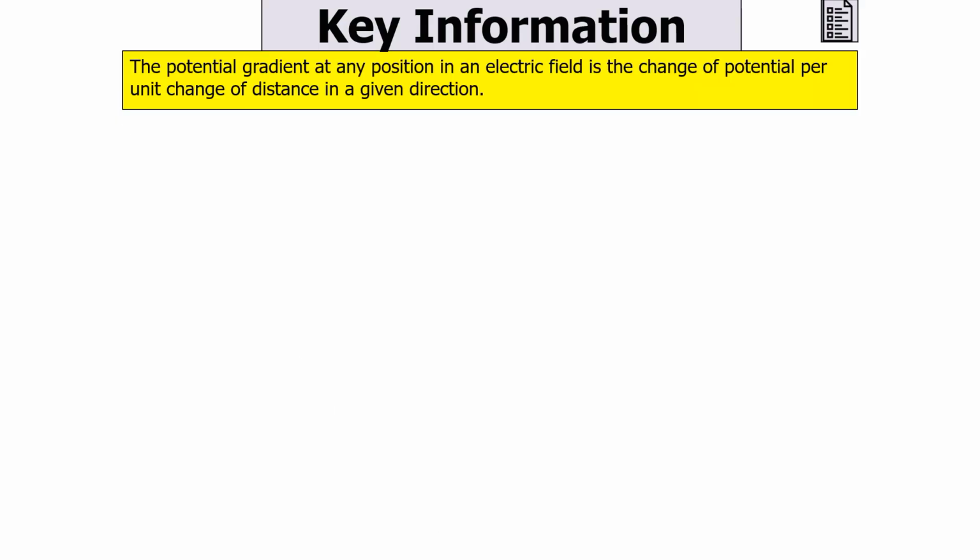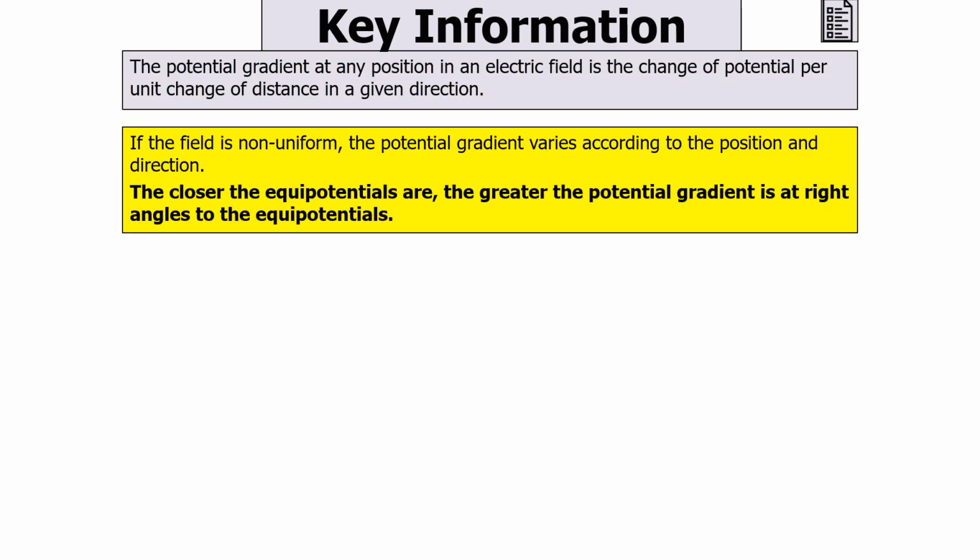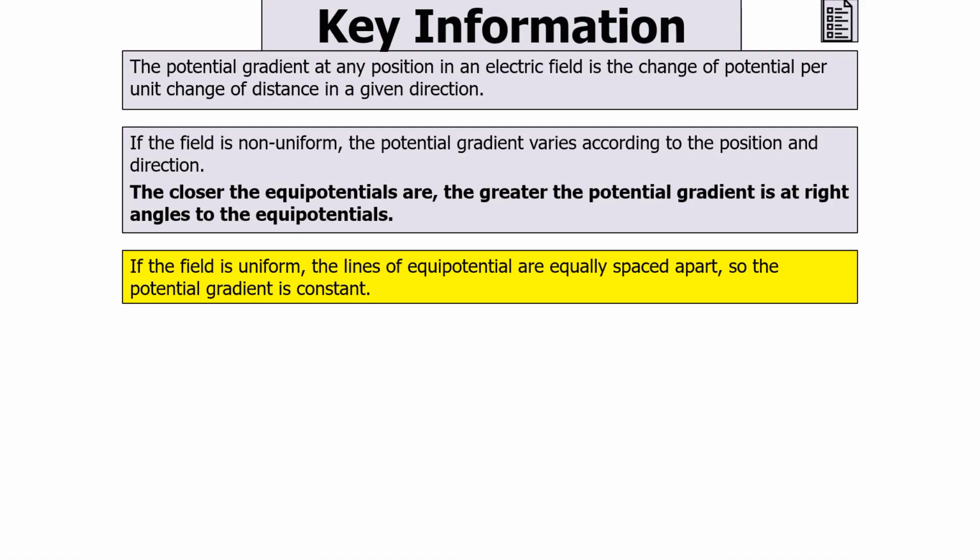The potential gradient at any position in an electrical field is the change of potential per unit change of distance in a given direction. If the field is non-uniform, the potential gradient varies according to the position and direction. The closer the equipotentials are, the greater the potential gradient is at right angles to the equipotentials. If the field is uniform, the lines of equipotential are equally spaced out, so our potential gradient is constant.